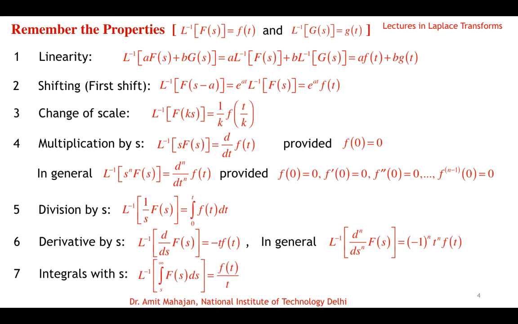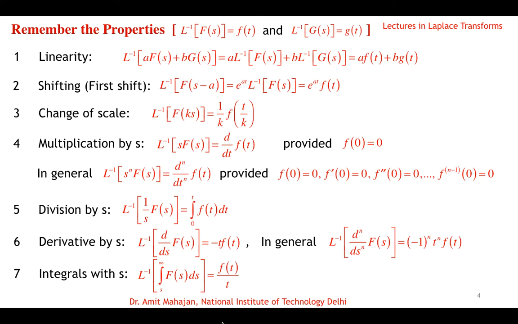And the seventh result is the integral of s. So the Laplace inverse of the integral from s to infinity of F(s) ds is f(t) by t. In the Laplace transform we said that the Laplace of f(t) divided by t is this integral from s to infinity of F(s) ds. So the Laplace inverse of this will be f(t)/t.